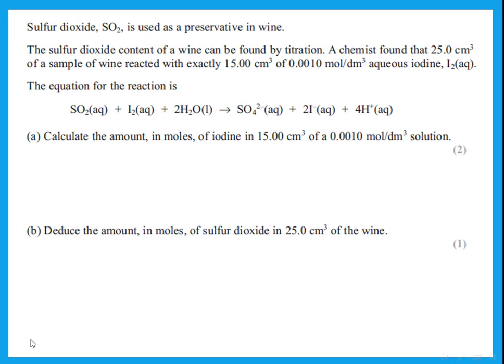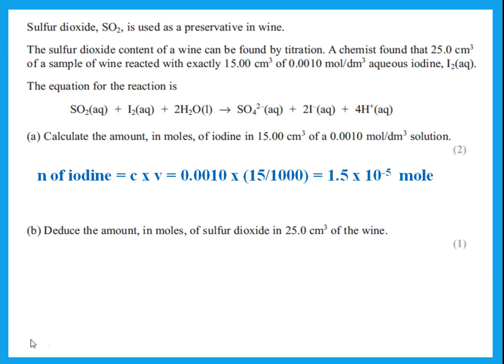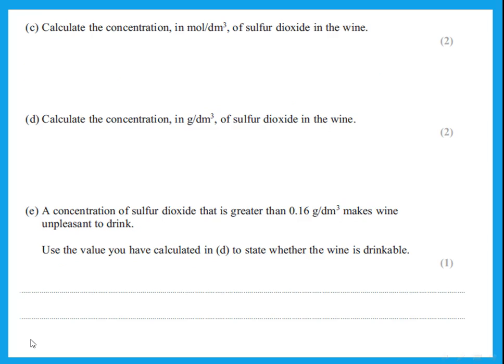He already gives me volume, he gives me concentration, so number of moles is concentration times volume, and do not forget to divide the volume by 1000 because it was centimeter cubed. Now deduce the number of moles of sulfur dioxide in the wine from the equation of sulfur dioxide and iodine. We have the number of moles of iodine, so the number of moles of sulfur dioxide from the equation should be the same.